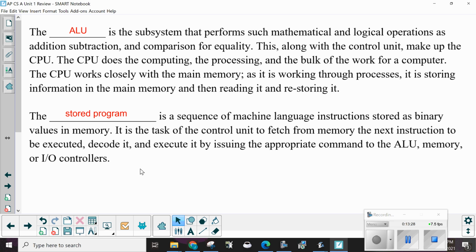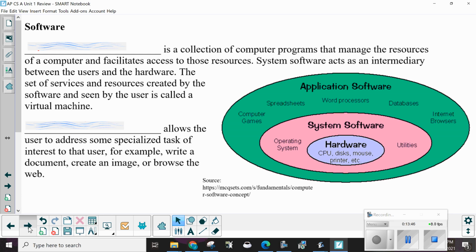The stored program is a sequence of machine language instructions stored as binary values in memory. It is the task of the control unit to fetch from memory the next instruction to be executed, decode it, and execute it by issuing the appropriate command to the ALU, memory, or I/O controllers.